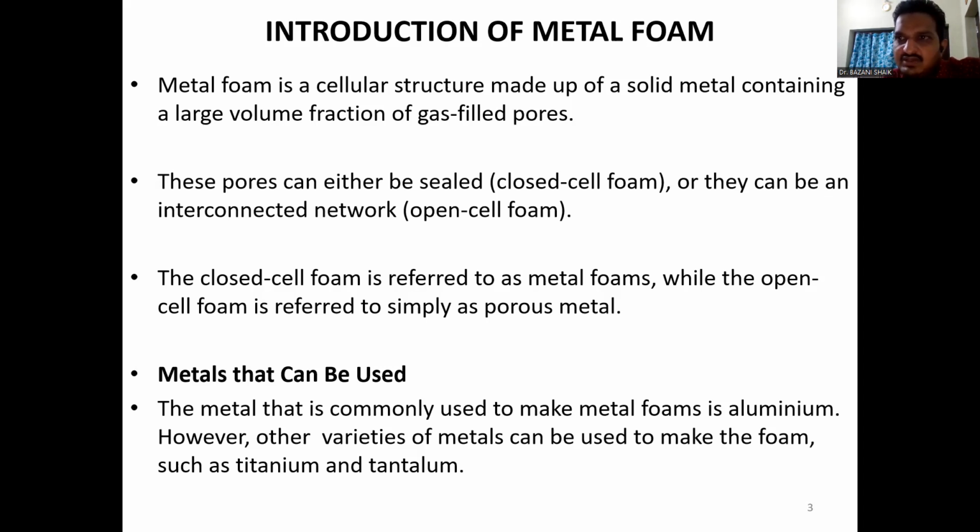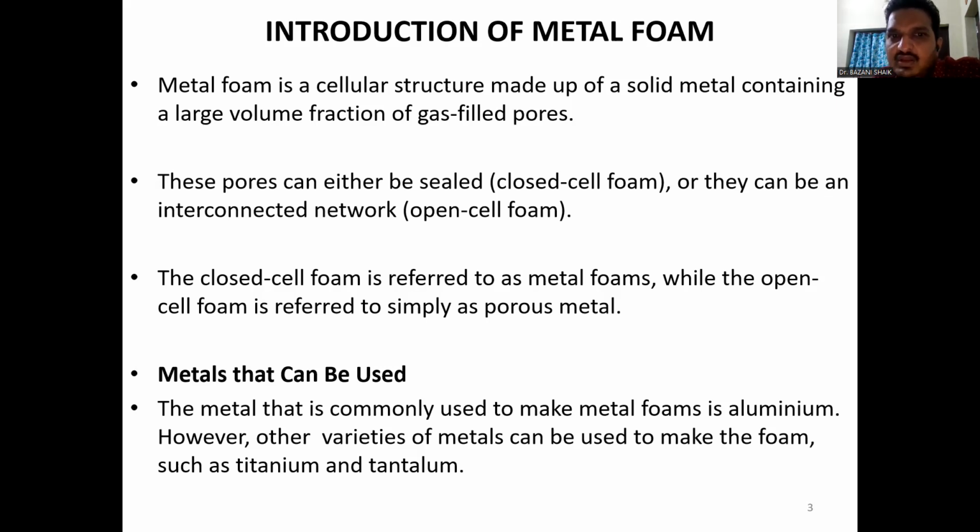Pores are nothing but small holes, or small changes involved when we are manufacturing the product with the help of different metal-related materials. These pores can either be sealed, which is called closed cell foam, or they can be an interconnected network, which is called open cell foam. These are the two types of foams involved in the manufacturing of metal foam parts.